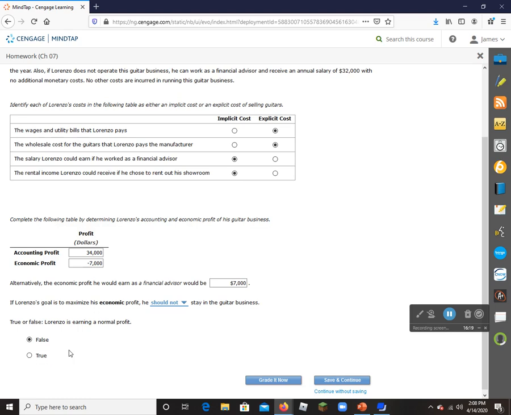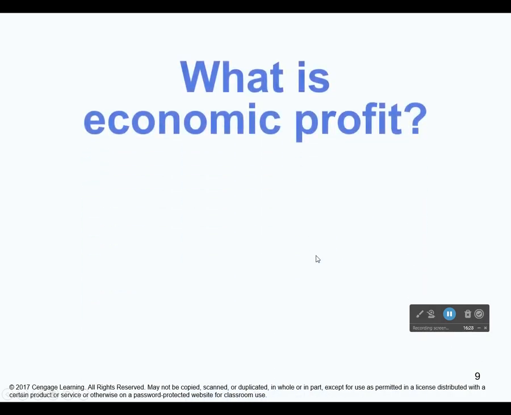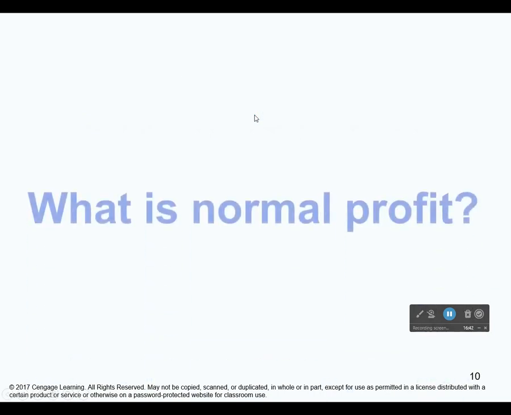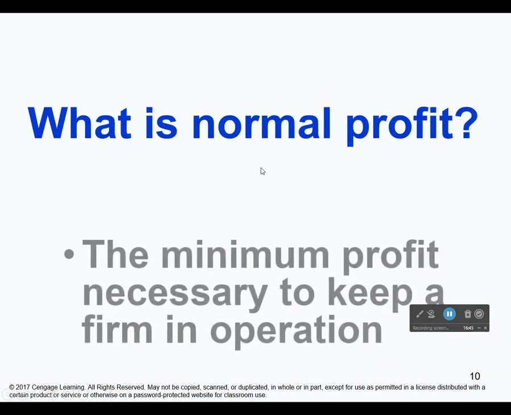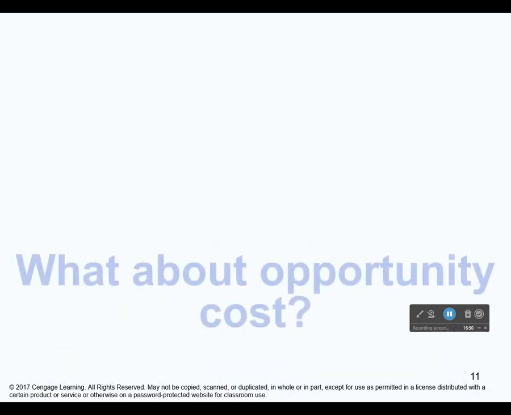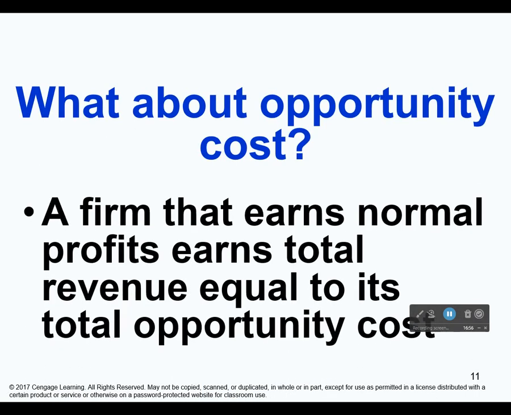Now, a normal economic profit, and you can go back to the PowerPoint slides to see this, okay? If you take total revenue minus explicit costs, those are the ones the accountants count, and implicit costs, if you subtract both of these from total revenue, that's your economic profit. Our economic profit was a negative $7,000. A normal economic profit, which is the minimum profit necessary to keep a firm in operation, is the case where total revenue equals its total opportunity cost.